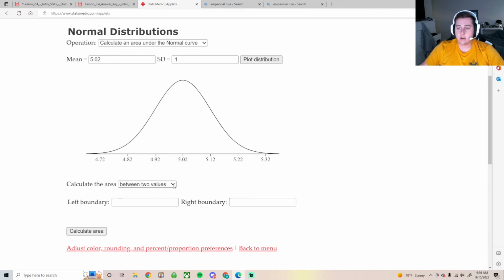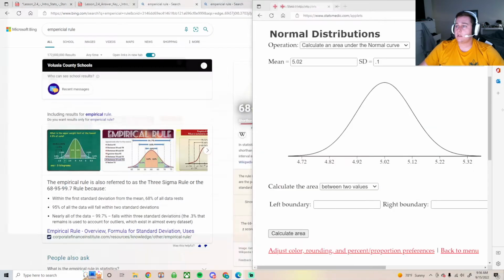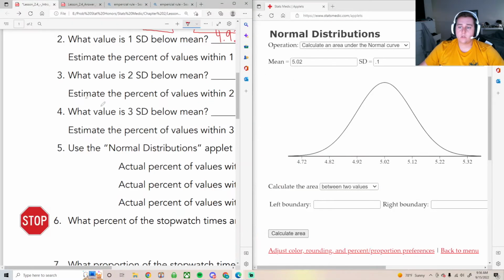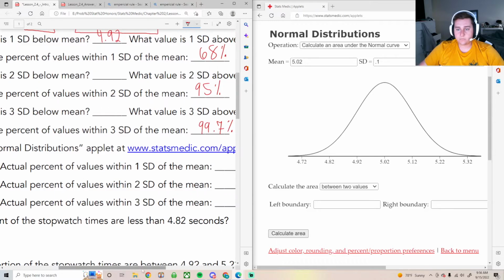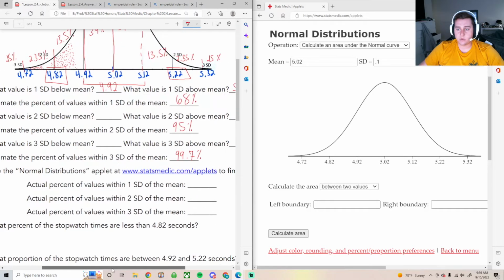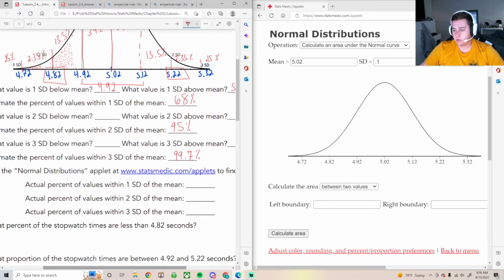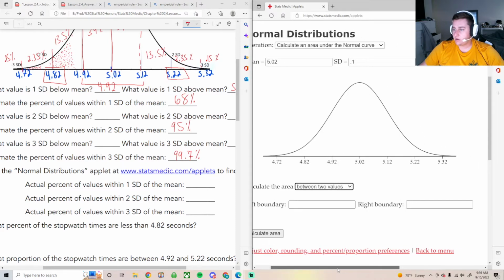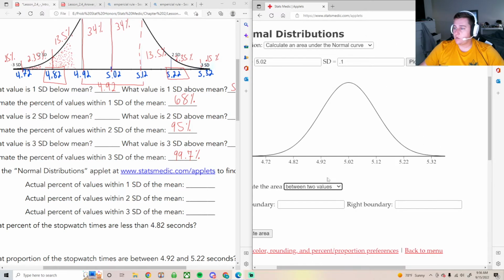And then we can calculate the area between two values, to the left of a value, to the right of a value, or outside of a region. So in this case, they want us to calculate the area between two values. What are they asking us for? The actual percentage of values within one standard deviation of the mean. So the actual percentage of standard deviations will be from 4.92 up to 5.12.